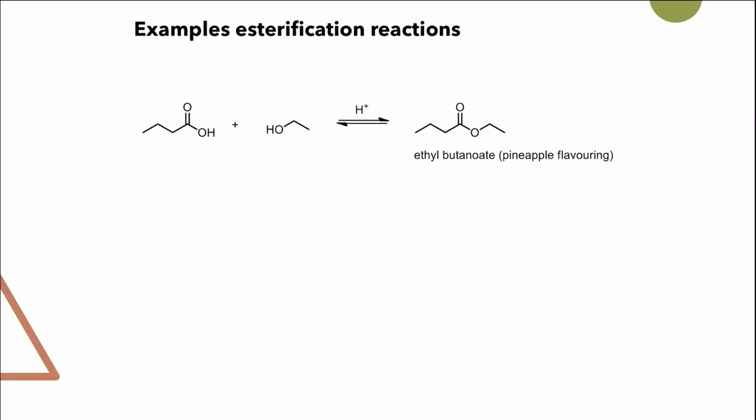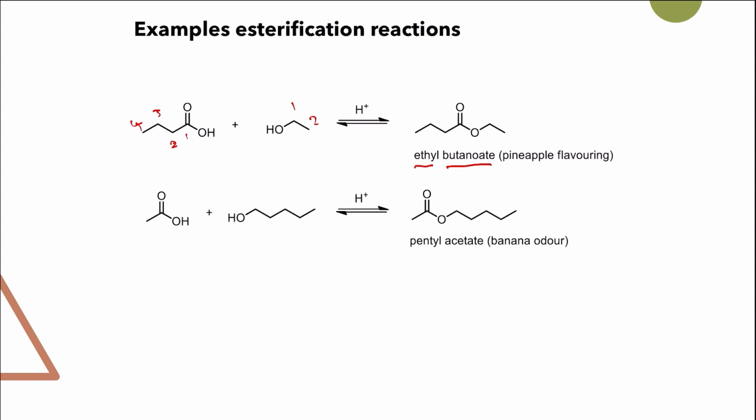Some examples of esterification reactions and naming the ester. So we have this carboxylic acid with this alcohol. This carboxylic acid has 4 carbon atoms in the chain. So this is butanoic acid. And this alcohol has 2 carbon atoms, which is ethanol. So the ester that is formed is called ethyl butanoate.